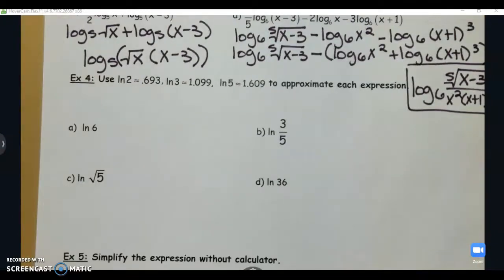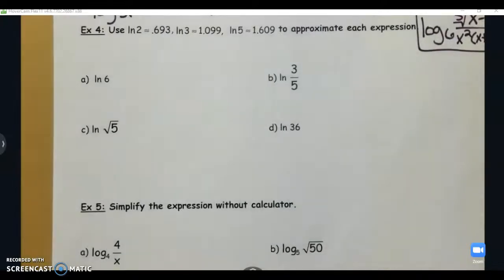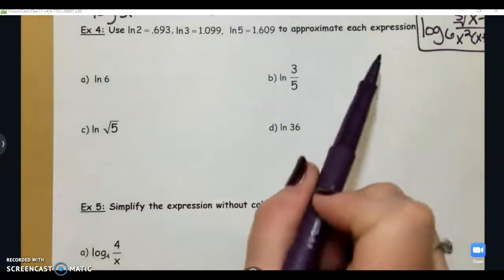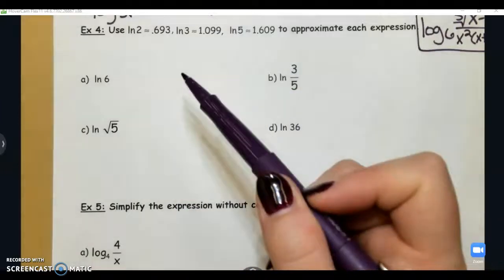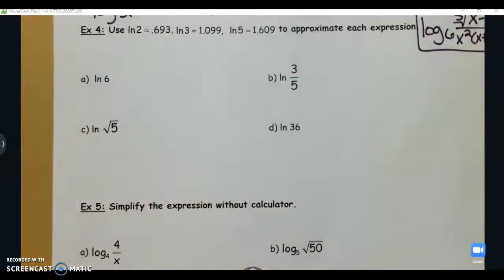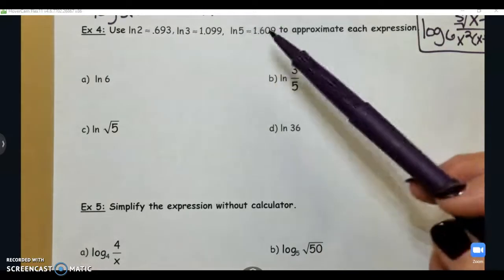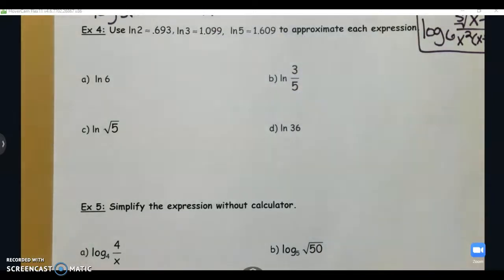All right, the next one, we are going to be using some estimated values to approximate these expressions. So we've got natural log of 2, natural log of 3, and natural log of 5. So what we need to do is rewrite each of these logs in terms of 2, 3, or 5, and then substitute these values to solve for the final expression.